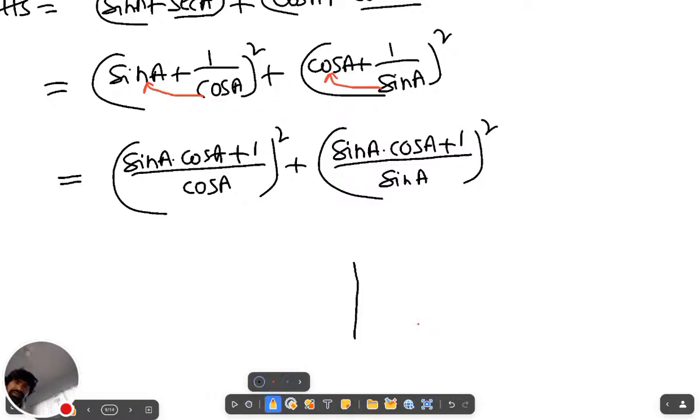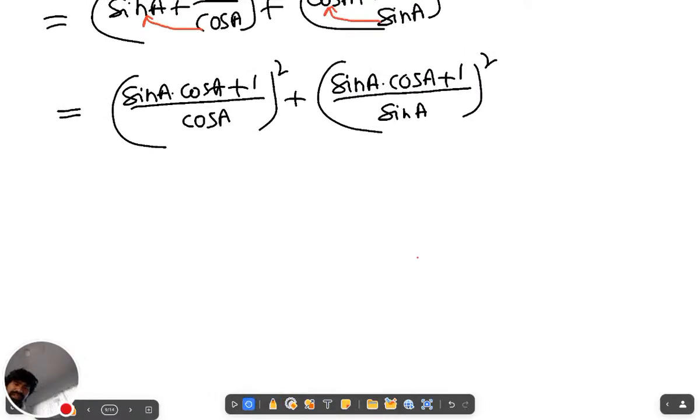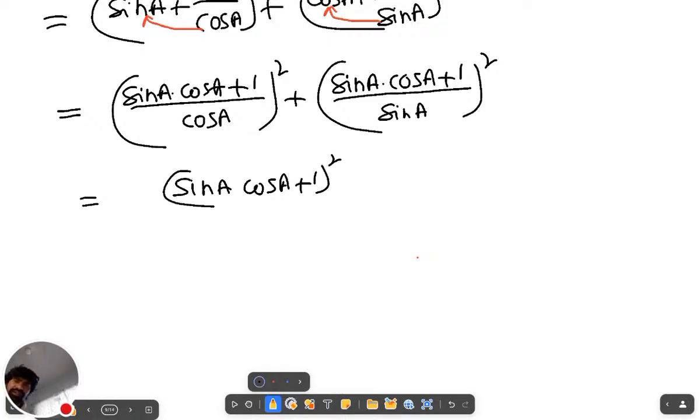Now from the two terms we can take, otherwise we can write like this. Separate the square. Sin a cos a plus 1 whole square whole by cos square a. I am separating the square.